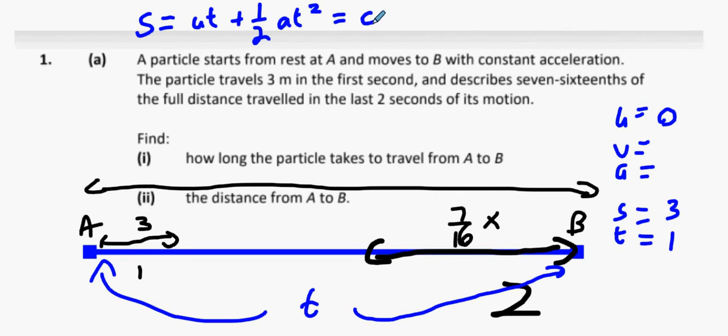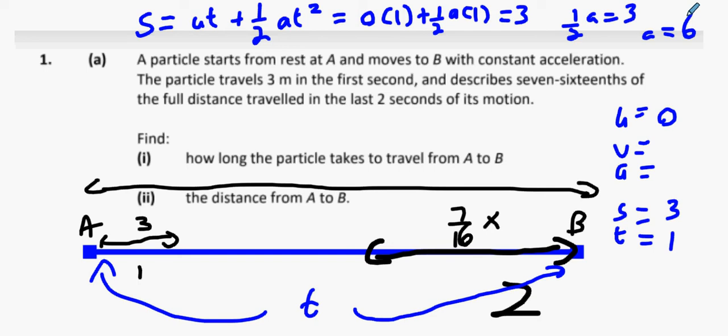So 0 times 1 plus a half a times 1, and that equals a distance of 3. A half a equals 3. This means that a equals 6. Alright, a equals 6 goes for 5 marks, so we've established that the acceleration is 6. Happy days.